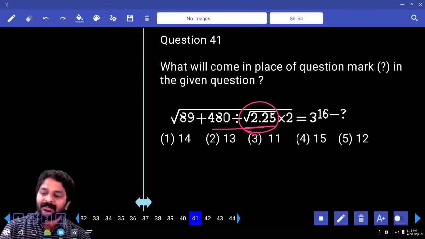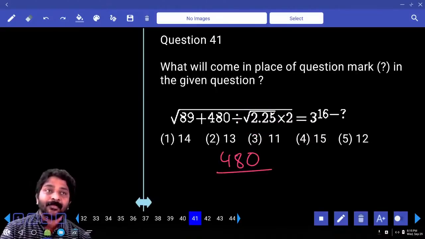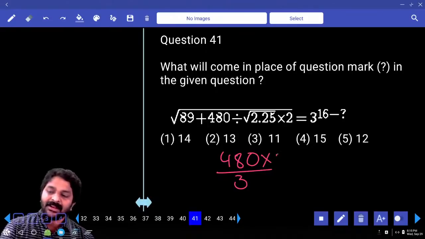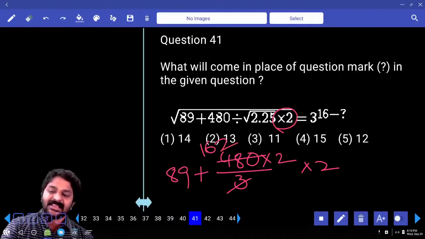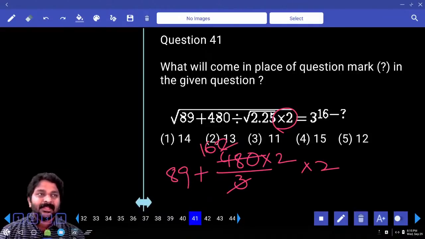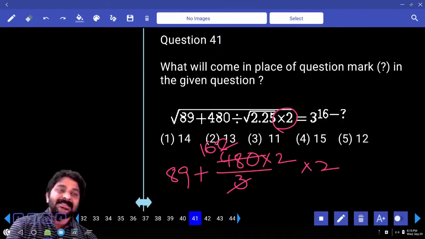So 1.5. It becomes 480 divided by... can I write 1.5 as 3 by 2? 3 is the denominator and the denominator comes to the numerator. And already you have into 2. And before that we have 89. Now 3, how many times? 160, 162 times. 320, 322 times. 640 plus 89.